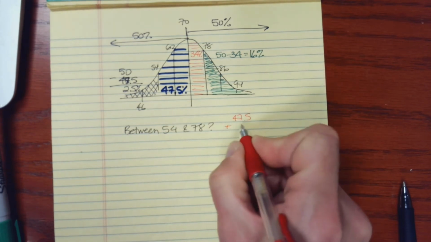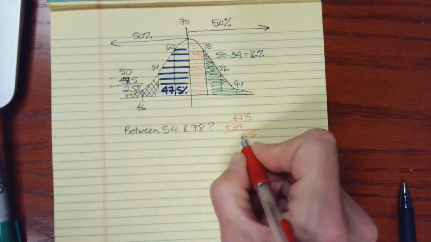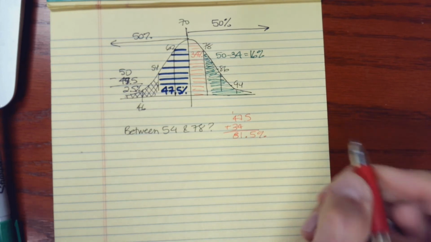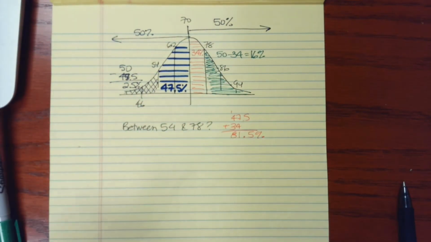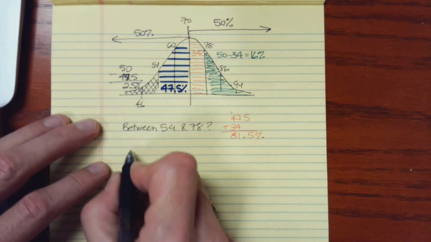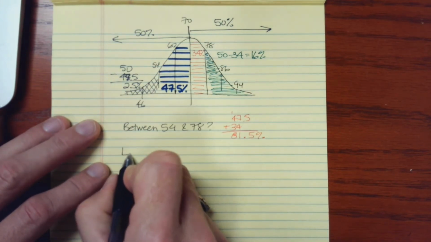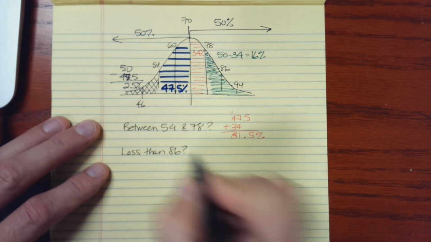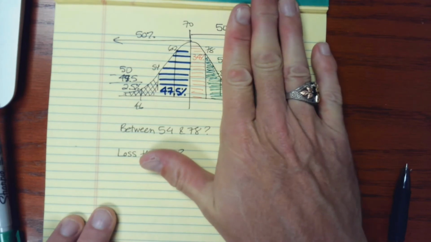47.5 plus 34. This would be 0.5. 7 plus 4 is 11. Carry your 1. That'd be 5. That'd be 81.5%. So I can take these halves, add them together in different ways. Let's see, what would be another example. Let's say I wanted to know what percentage of scores are less than 86. So let's see, I'm going less than 86.